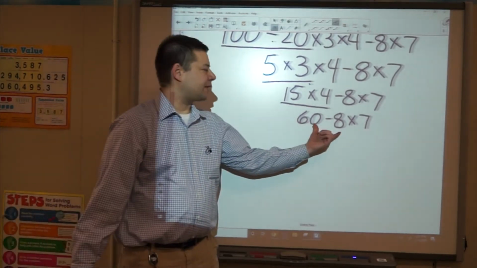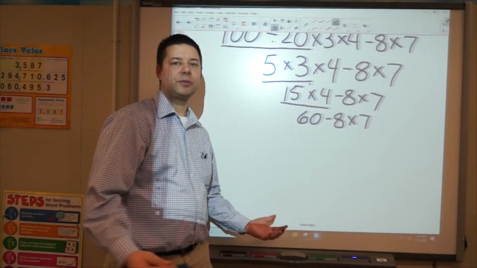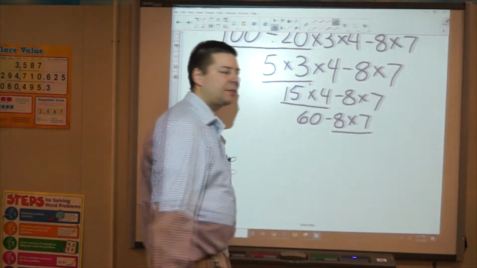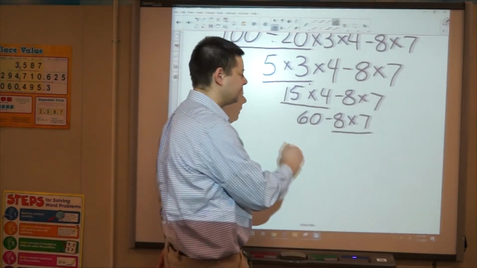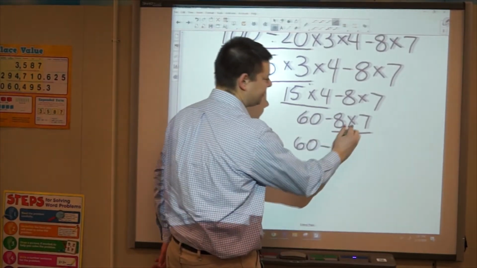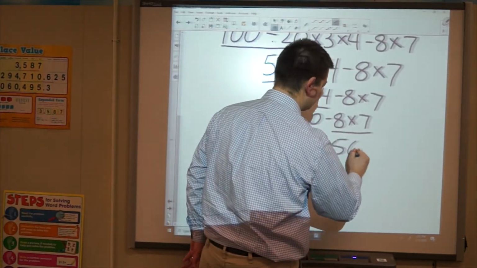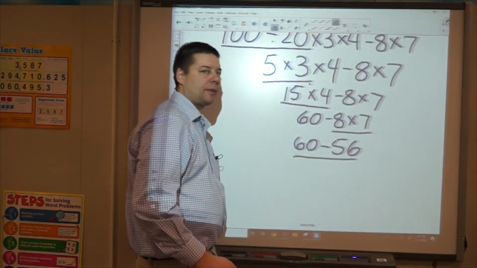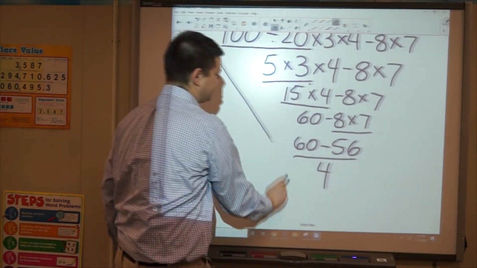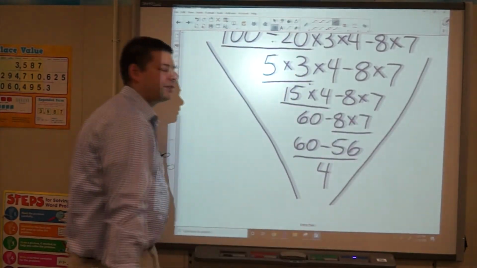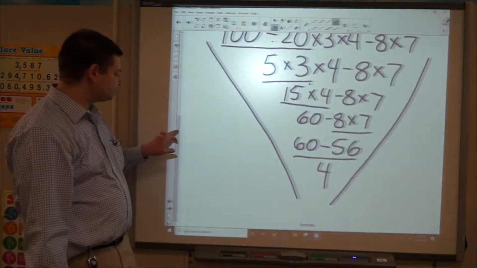Next, I have subtraction and multiplication. I want to do the multiplication first, because remember, it's order of operations after all, and multiplication comes before subtraction. So I have 60 minus 8 times 7, which is 56. And now I can do that subtraction problem. 60 minus 56 gives me 4. So I get that nice Dorito chip there. I know I've extended the page quite a bit there to see it all.